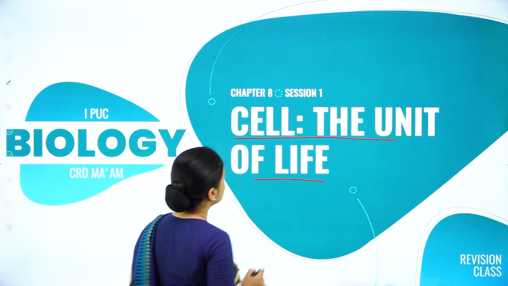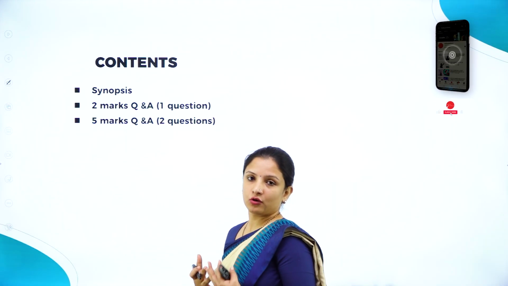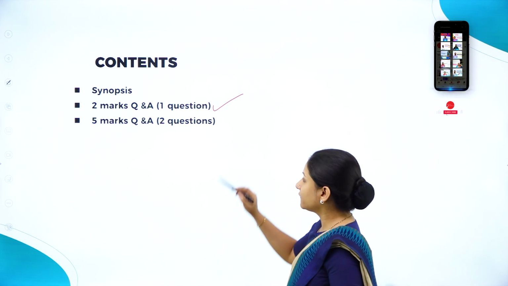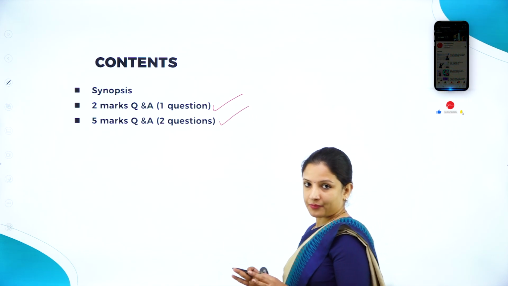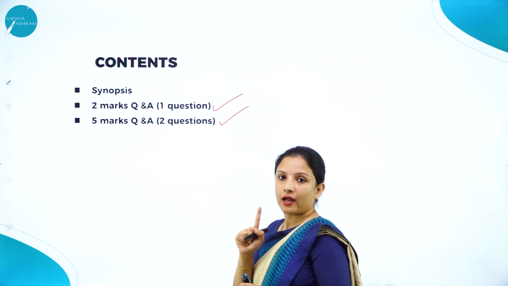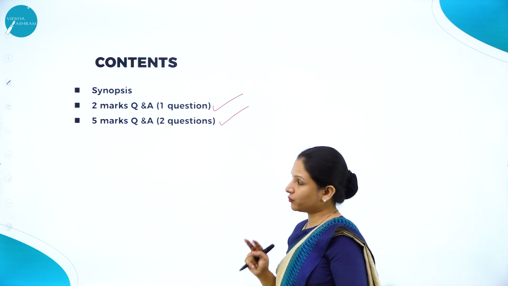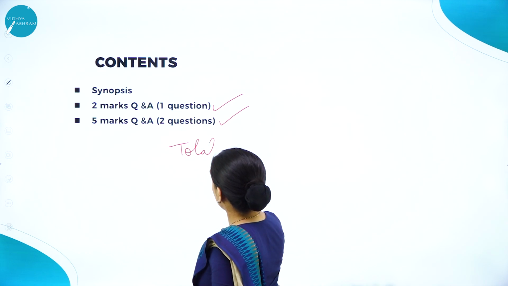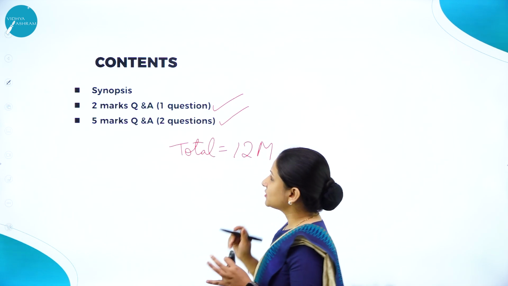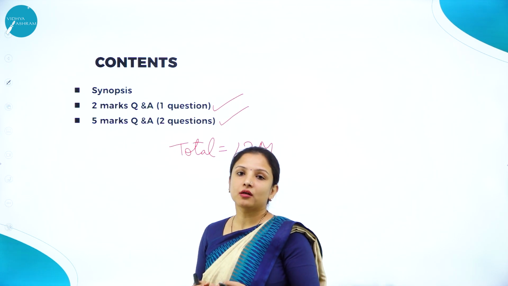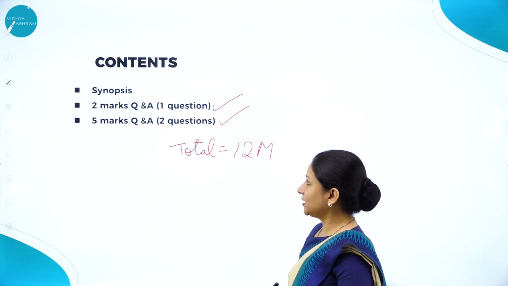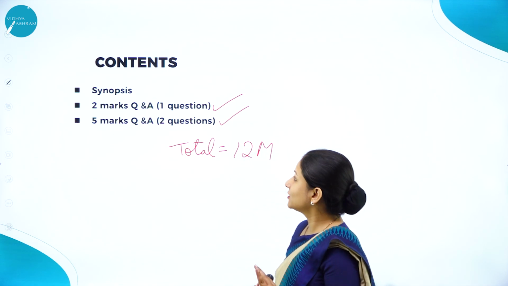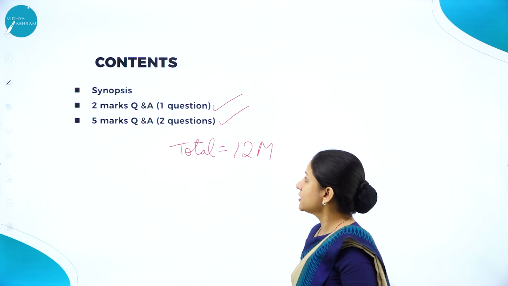In this session, we will learn about the synopsis of this chapter, what all contents are there in this chapter, and then move on to learning the important 2 marks question and answer and 5 marks question and answer. From this chapter, one 2 mark question will appear and two 5 marks questions will appear. Therefore, this chapter carries a total weightage of 12 marks. MCQs, meaning 1 mark questions, will not be asked from this particular chapter. So according to the blueprint given by the PU board, you can concentrate only on 2 marks and 5 marks from this chapter.